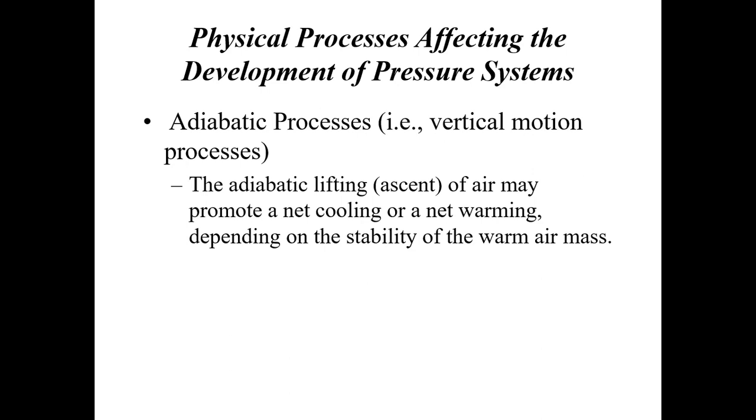All right, now we're going to move on to adiabatic processes. Adiabatic processes, simply put, refer to a process in the atmosphere where there's no exchange of heat with the surrounding atmosphere. We have these imaginary air parcels and vertical motion processes when we talk about adiabatic processes. Bottom line is, as air rises, it cools and condenses. That parcel wants to expand due to lessening pressure, and as a result, you get adiabatic lifting, ascent of air. That's going to promote that net cooling effect.